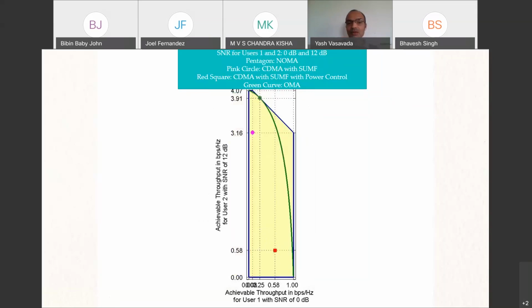And the situation becomes even more dramatic if the power levels are 12 dB apart. Now, CDMA with power control is very bad. Without power control also is very bad for user 1. And now it is looking more and more likely that we would go with this particular operating point of NOMA, where user 1 gets full data rate of 1 BPCU and user 2 gets 3.16, which is not that bad compared to 4.07, which is the maximum it can get.